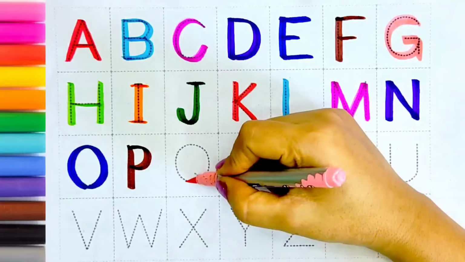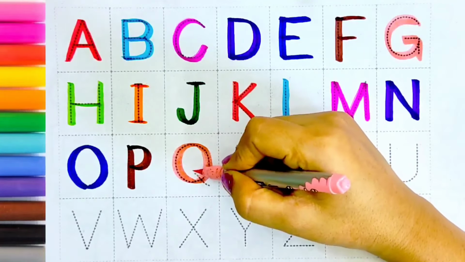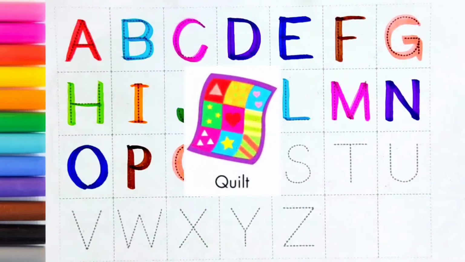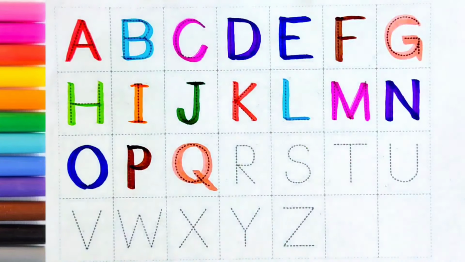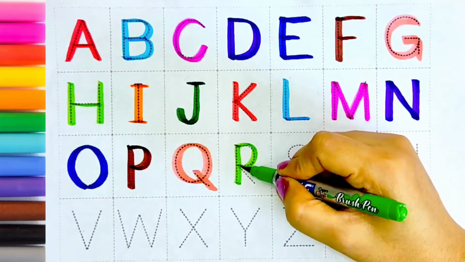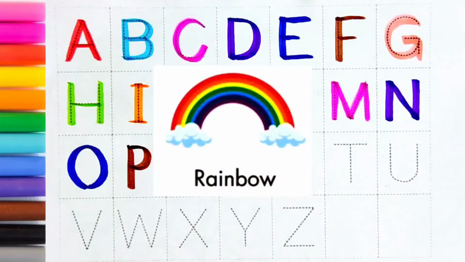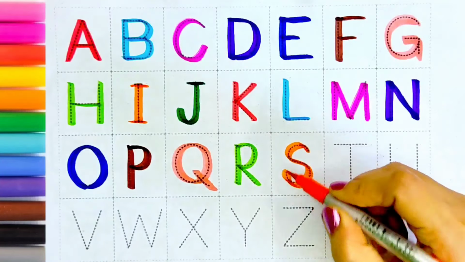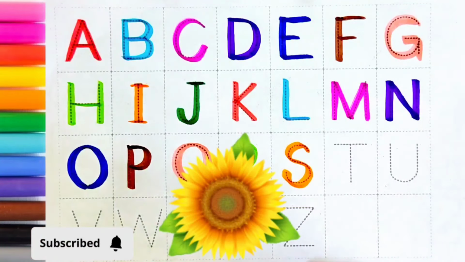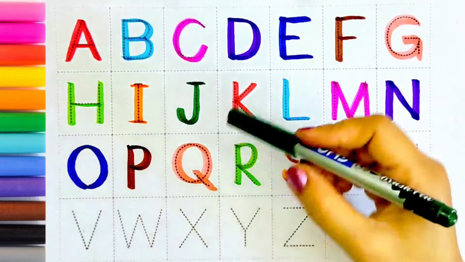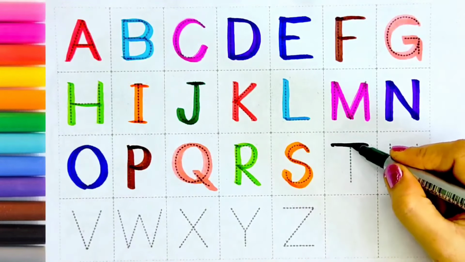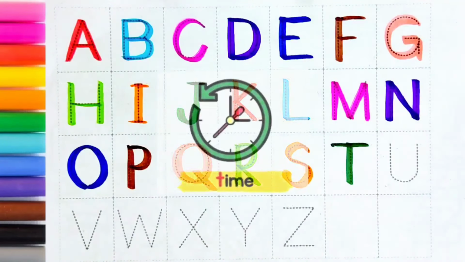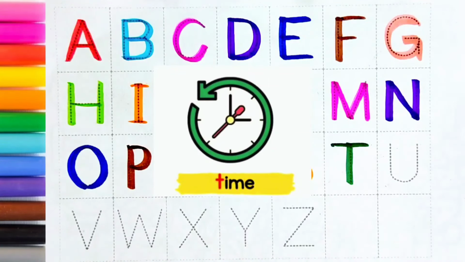Pink color. Q for quilt. Light green color. R for rainbow. Orange color. S for sunflower. Dark green color. T for time.